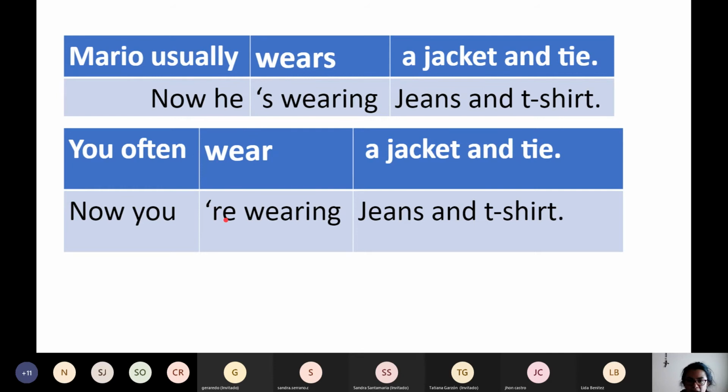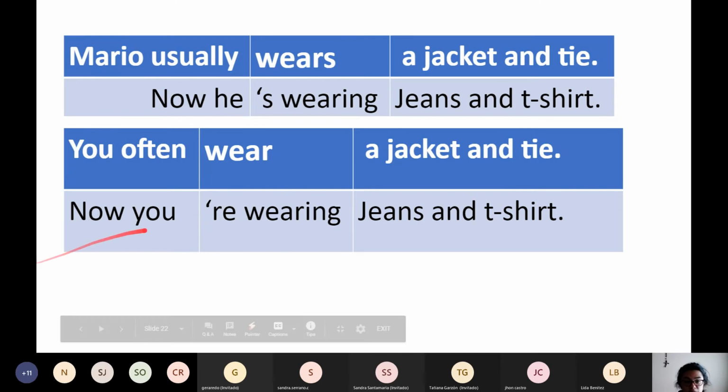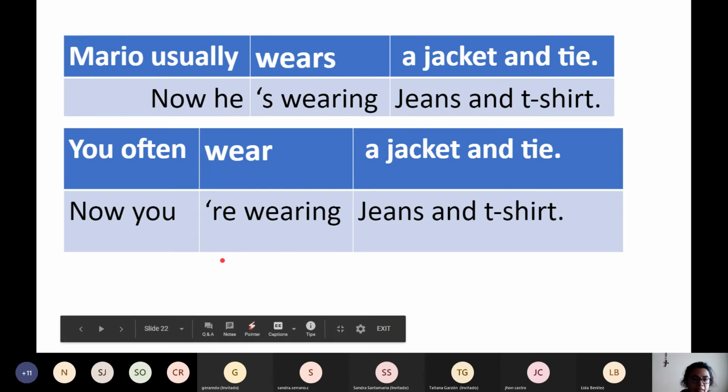He is, you are. It is more common in spoken English to use the contractions. He's wearing, you're wearing, okay? It's not wrong to say he is wearing, it's okay. But in spoken English, it's more common to say he's wearing or you're wearing, okay?